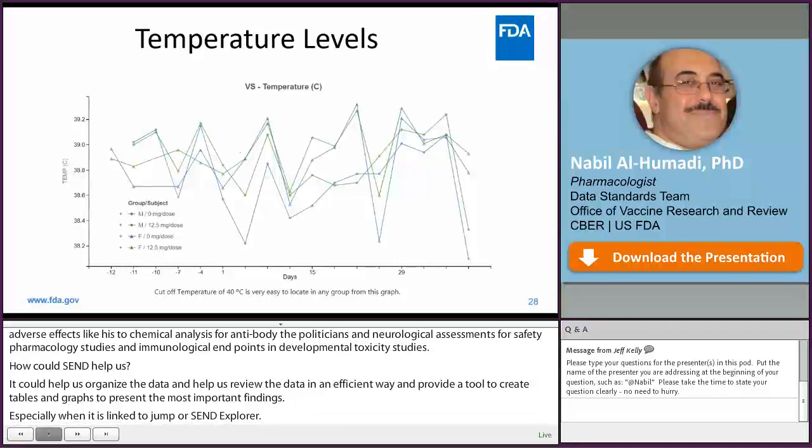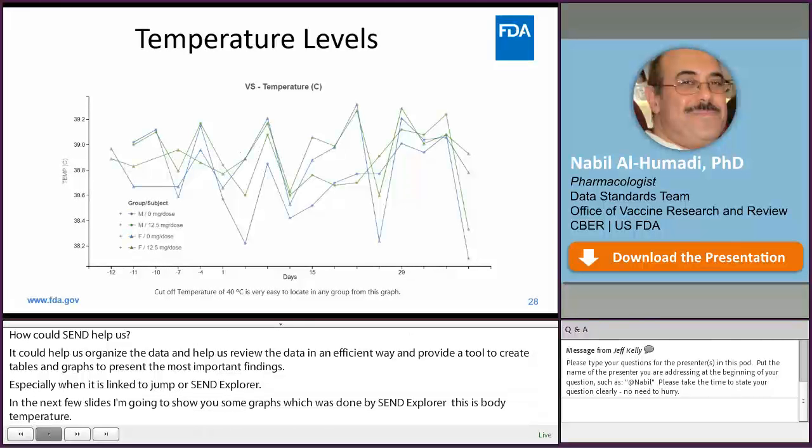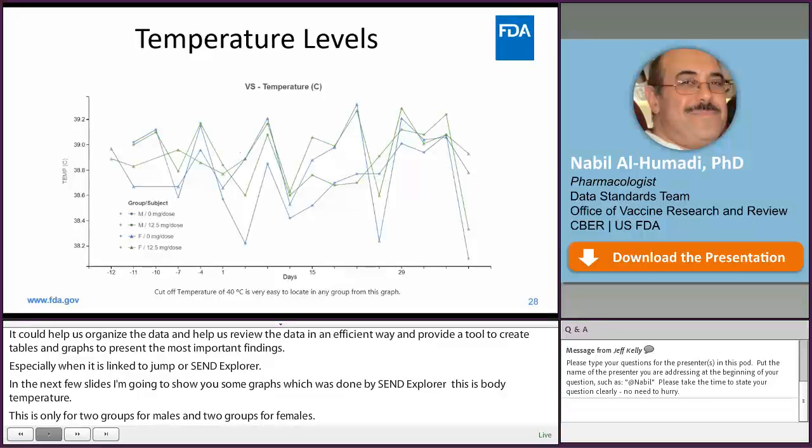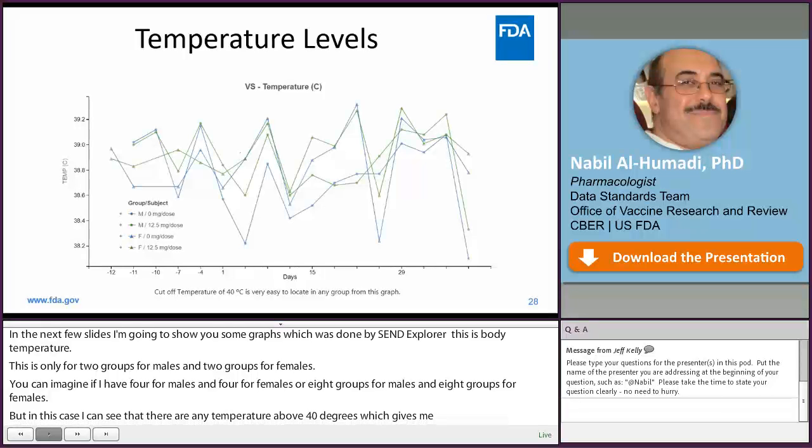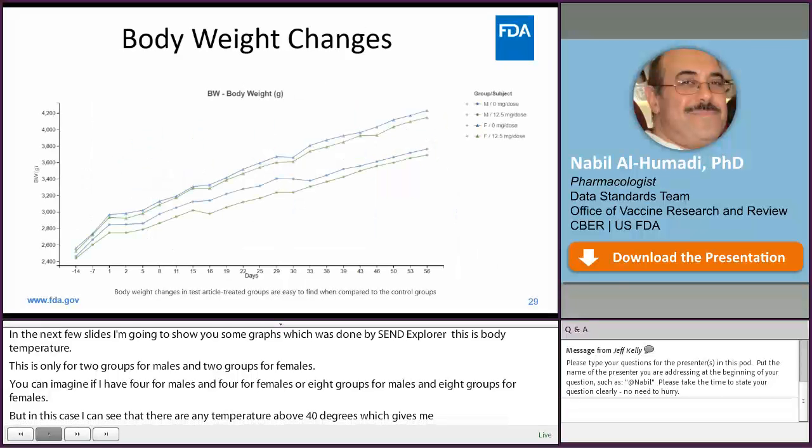This is body temperature, and this is only for two groups for males and two groups for females. You can imagine if I have four for males and four for females, or eight groups for males and eight groups for females. But in this case, I can see if there is any temperature above 40 degrees, which gives me immediately the full picture about the body temperature and if there are any adverse effects related to the test article treatment.